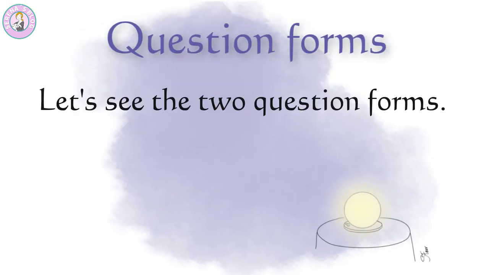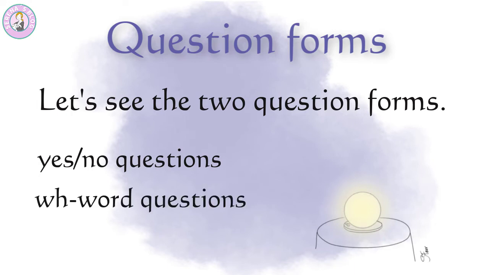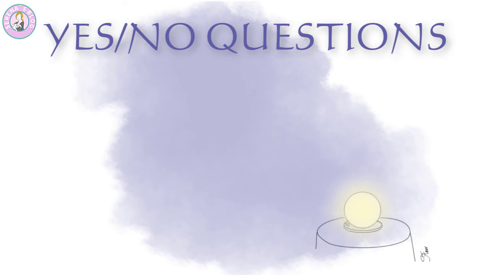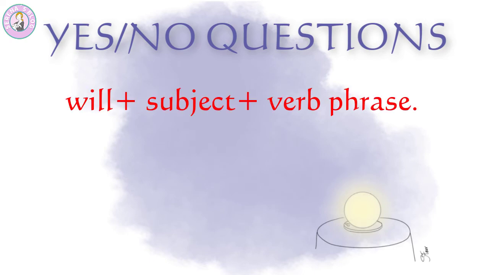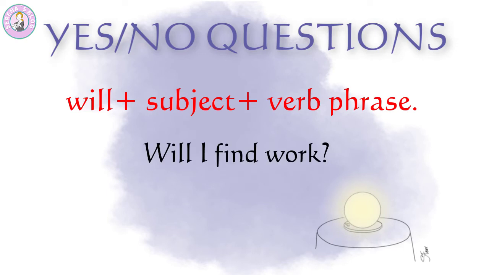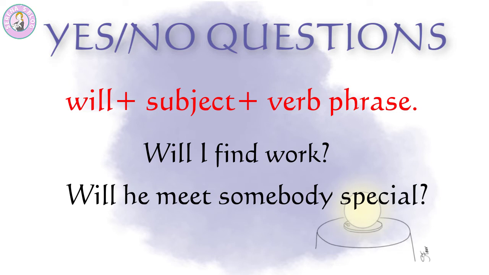Question forms. Let's see two question forms. Yes/no questions that are typically answered with a yes or no, and question word questions. First, let's see yes/no questions. We use will plus subject plus a verb phrase like will I find work? Will he meet somebody special?